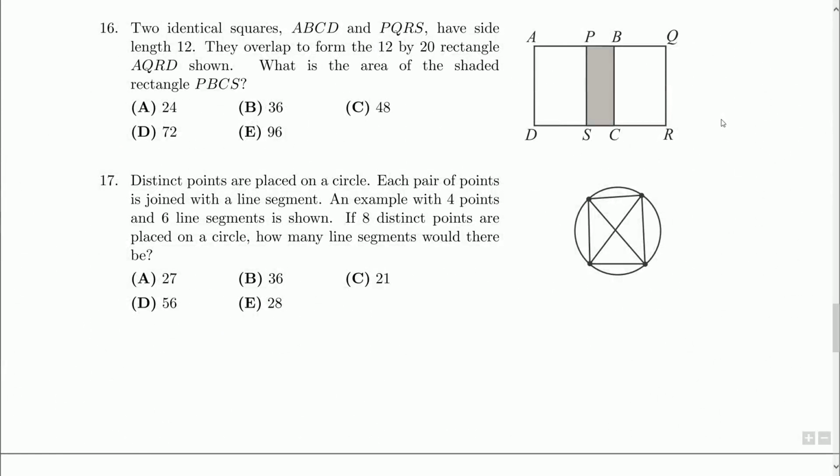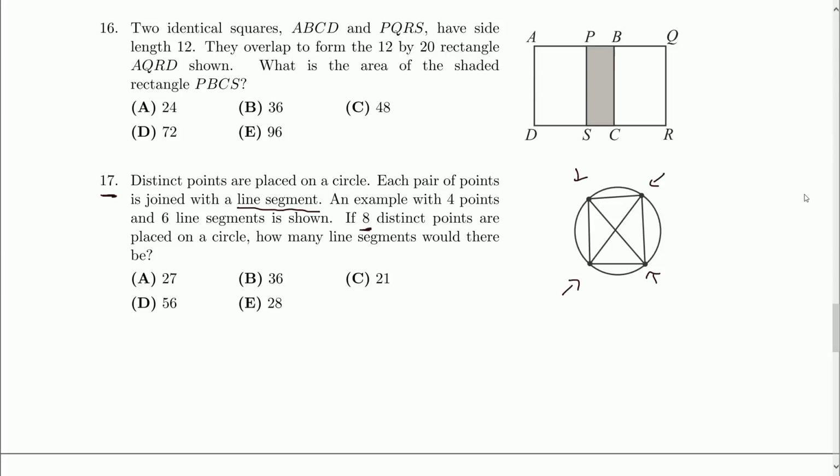In this video we're going to be looking at question number 17 on our grade 8 Gauss paper. Distinct points are placed on a circle. Each pair of points is joined with a line segment. An example with 4 points and 6 line segments is shown. If 8 distinct points are placed on a circle, how many line segments will there be?